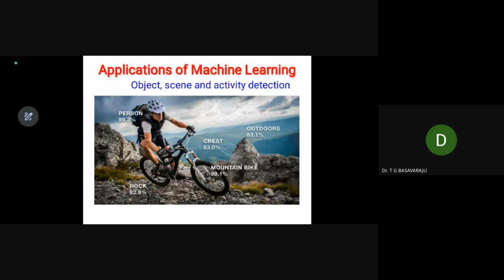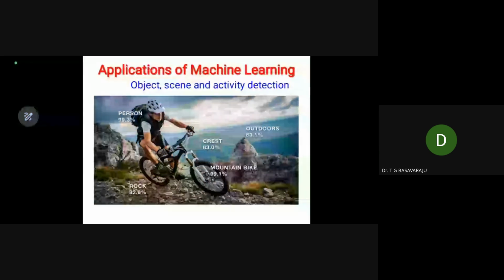And having any image, you would be able to find out or detect the object seen and what are the activities that are going on. So whatever the percentage that is showing, that is actually the output of the machine learning, which is telling 99.3% he is a person. Okay, so like this you can do the activity detection, object detection, scene detection, you can know the scenario, all such applications you can develop.